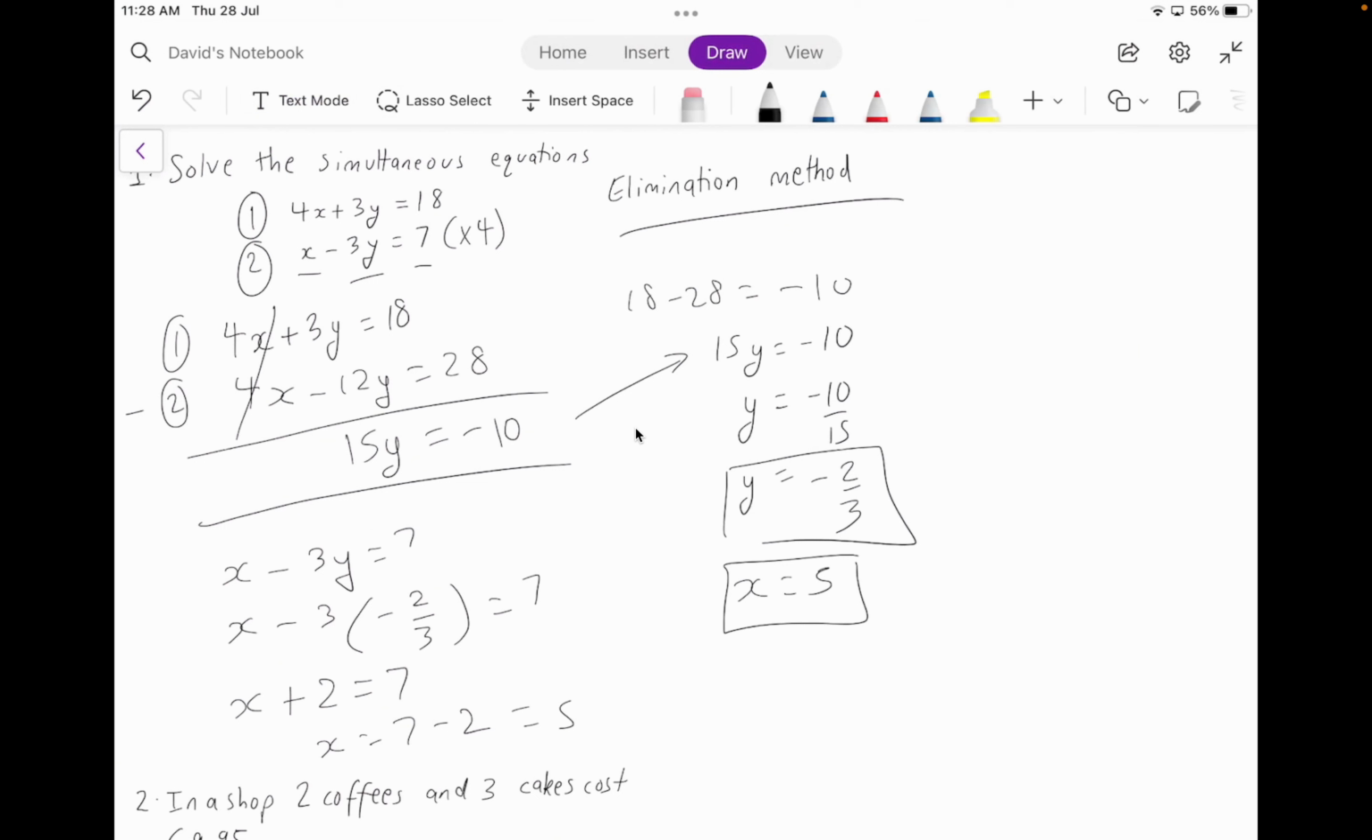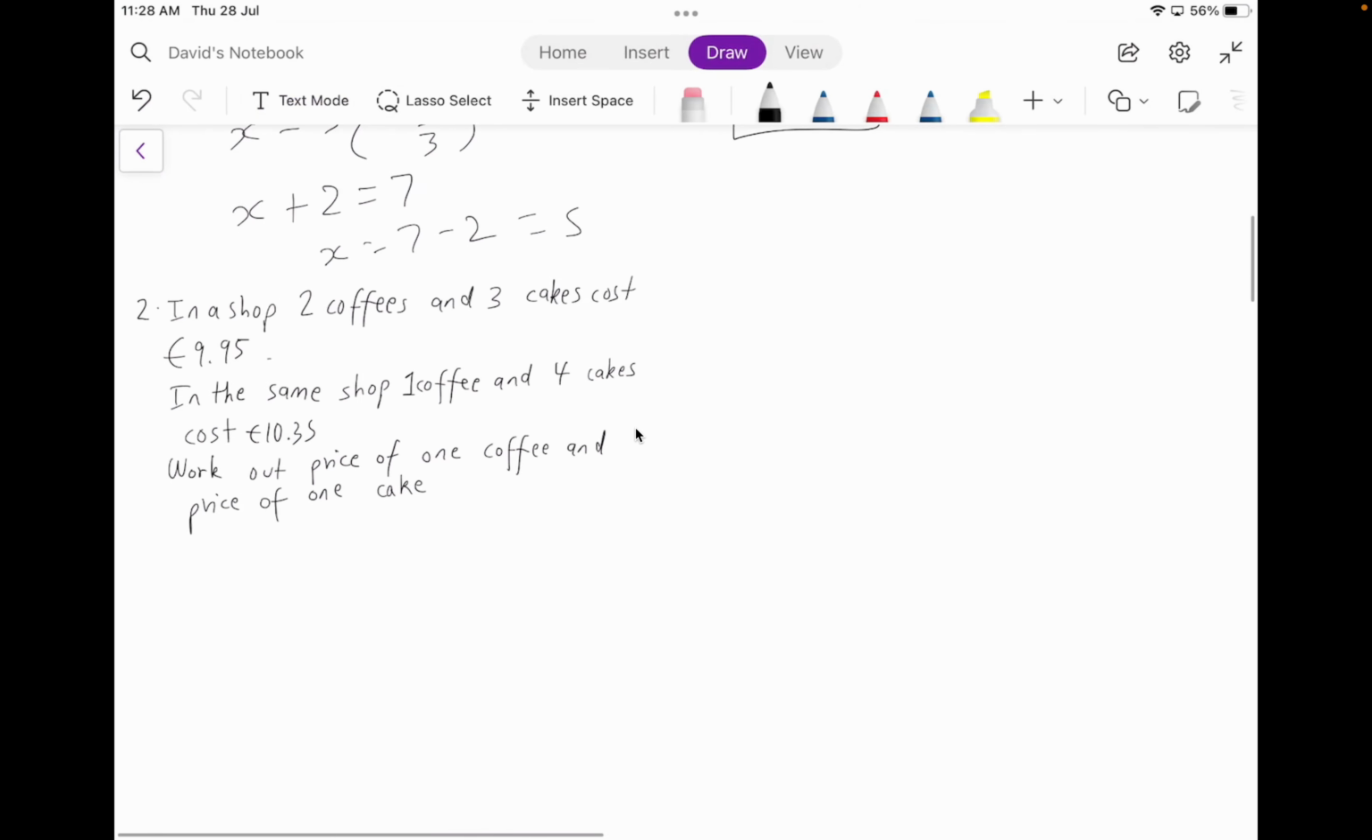It's just making the coefficients the same size and deciding whether to add or subtract them in order to eliminate one coefficient of x or y, and substitute the value accordingly. So we're going to move on to the next question.